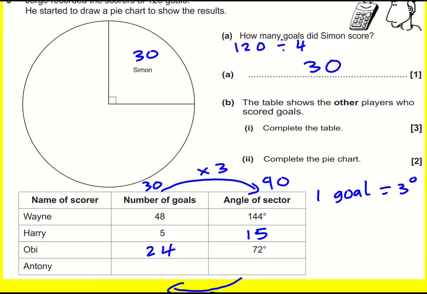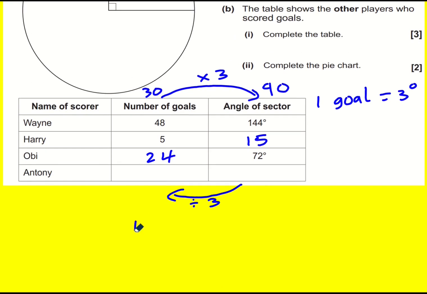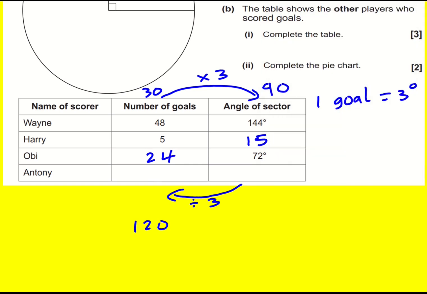So I want to know the missing one now. And I know there's 120 goals in total. And I've got some numbers so far. So I'm going to add them all up. 30 plus 48. Wayne scored a lot. Plus 5 plus 24. 107, and I can do 120 minus 107, 13. So Anthony must have scored 13.